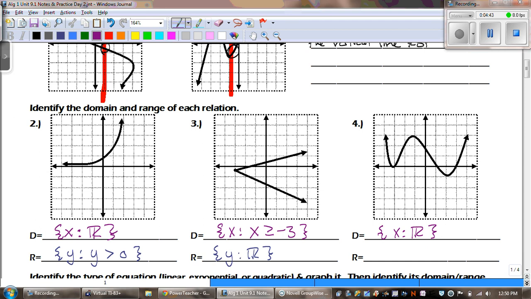Now our range, let's take a look at it. It's going to go up, goes down, but then it shoots back up. Does it ever get lower than -1? No, it doesn't go below that. So for this, we would say that y has to be greater than or equal to -1. And then you get to use those cool brackets. Okay?